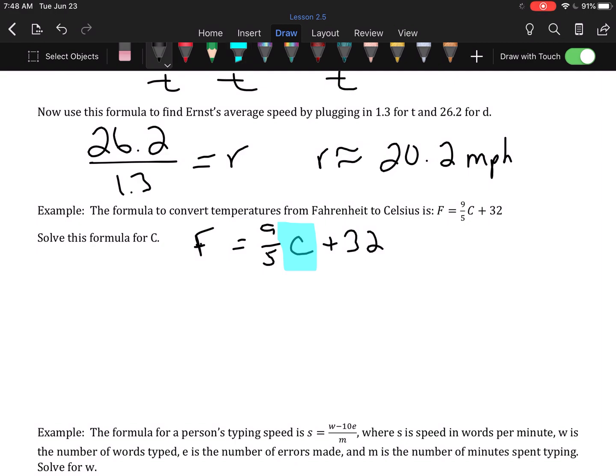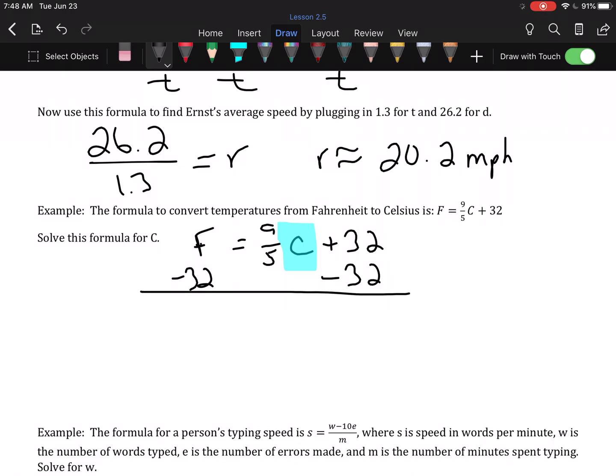So what's being done to C? Well, there's a 9/5 being multiplied to it, and there's a 32 being added to it. When we solve equations, when we isolate variables, generally we do kind of the opposite of the order of operations. We undo addition and subtraction first, then we undo multiplication and division. So the first thing we're going to have to do is subtract 32 from both sides.